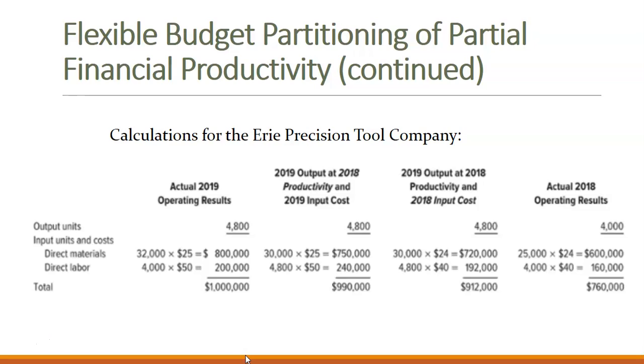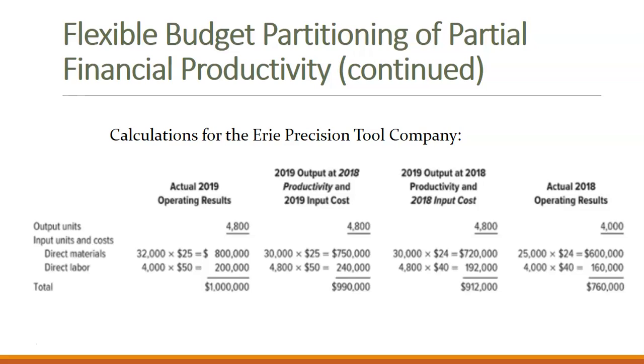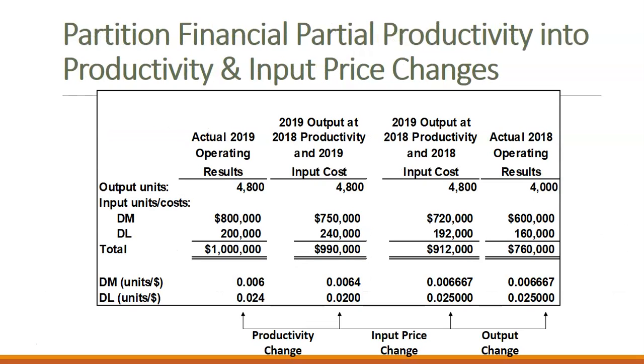So when we look at these results, we have A, B, C, and D here, which is showing the output productivity and input cost from here. So we have A is the actual 2019 operating results, D, the actual 2018 operating results, and B and C. Then we can show the difference between them. We have the productivity change, the input price change, and the output change.